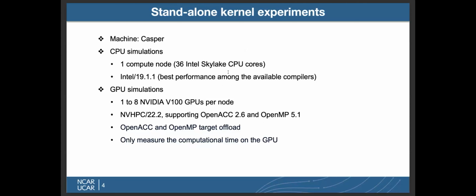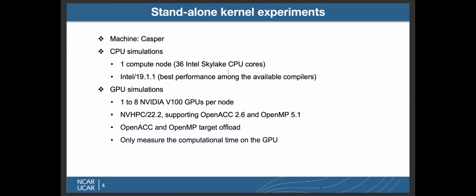After the code development, we start the performance measurement. In this study, we will present two performance results. The first one is shown with the kernel version. The machine we use is called Casper, which is a small cluster at NCAR. On the CPU side, we use one compute node with 36 Intel CPU cores.